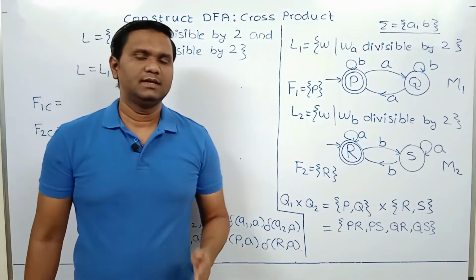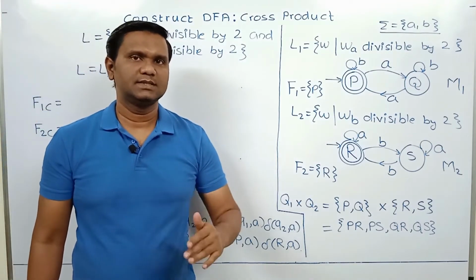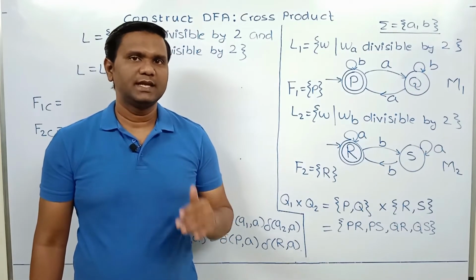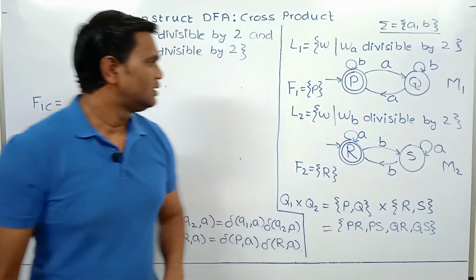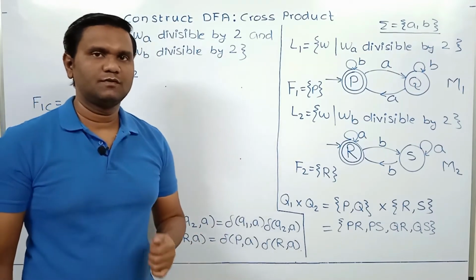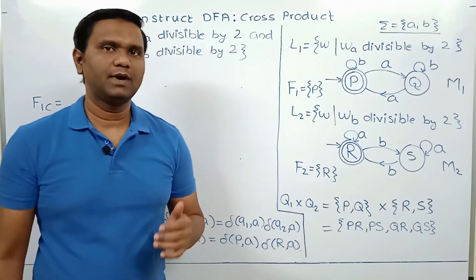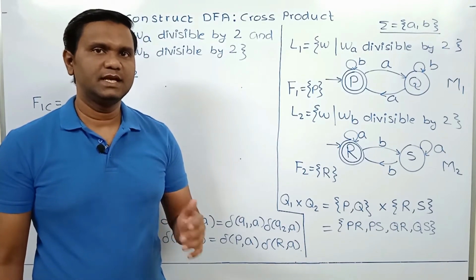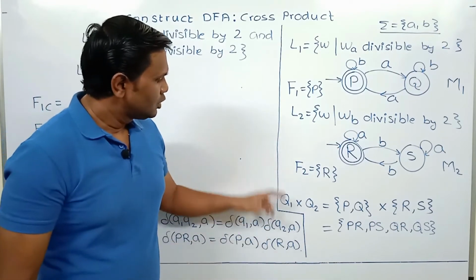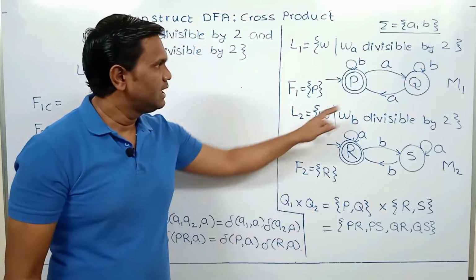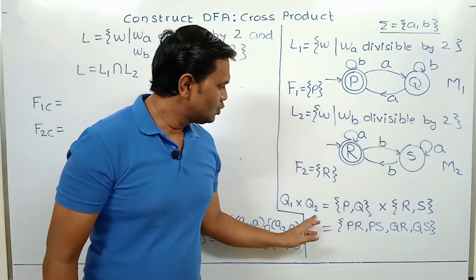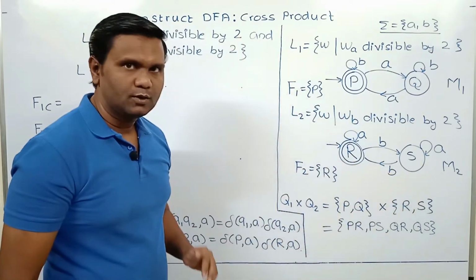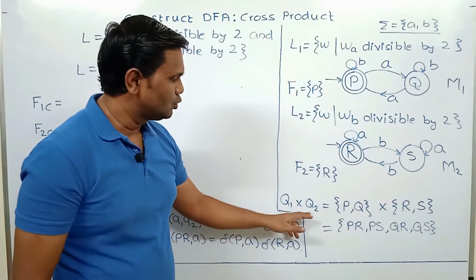Now if we know that a given language is intersection of two other languages, we can use cross product method to get the required DFA. So how to calculate cross product of a DFA? Now for a DFA we require 5 tuples. First one is states in the DFA. So Q1 is states in DFA M1, Q2 is set of states in DFA M2. So we calculate cross product Q1 cross Q2.